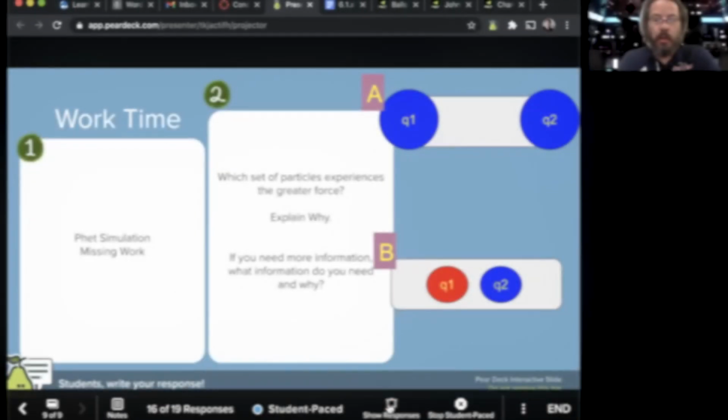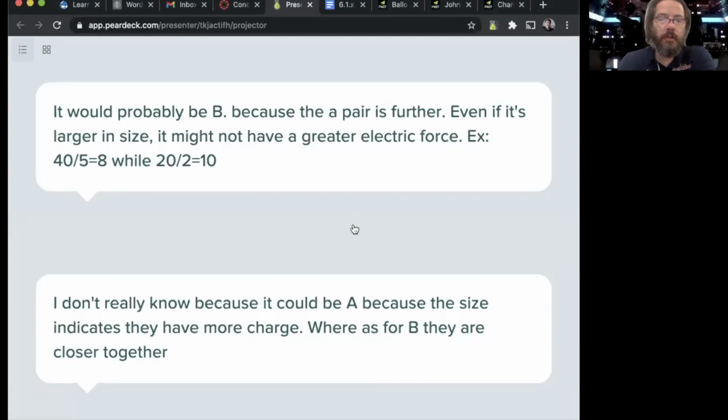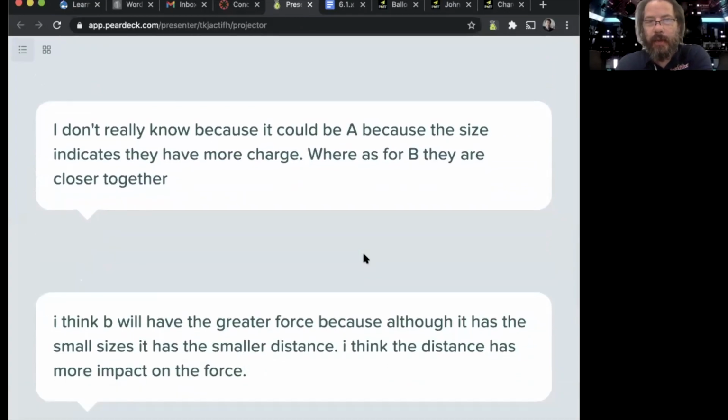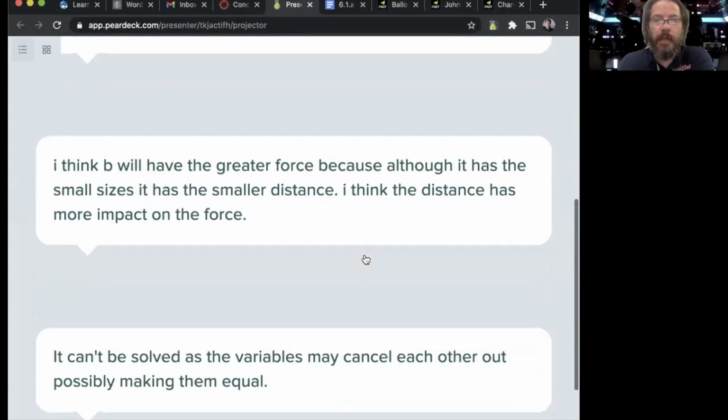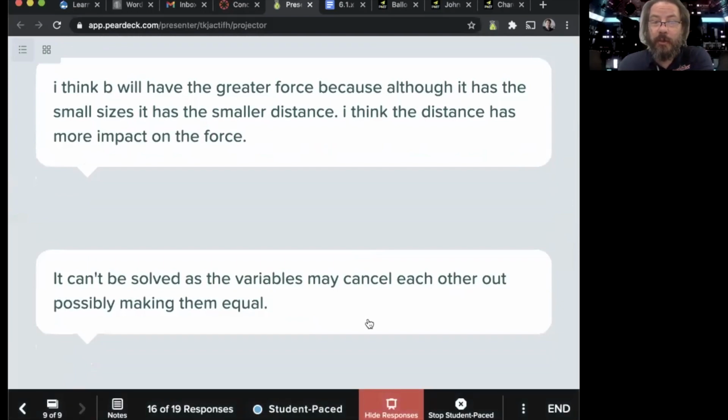Okay, so let's take a look at this. It probably would be B because the pair is further. Even if it's larger in size, it might not have a greater electric force. I don't really know because it could be A because the size indicates they have more charge, whereas for B, they are closer together, so we don't know. I think B will have the greater force because although it has a small size, it has a smaller distance. I think distance has more impact on the force, which is true in general. And then I like this one. It can't be solved as the variables may cancel each other out, possibly making them equal, which is also true.